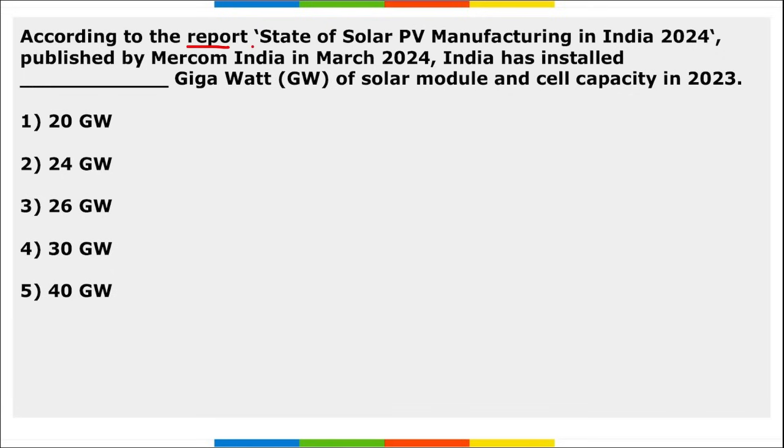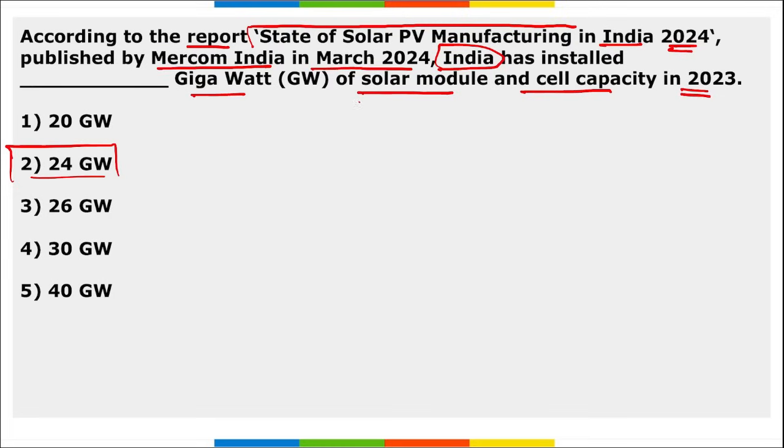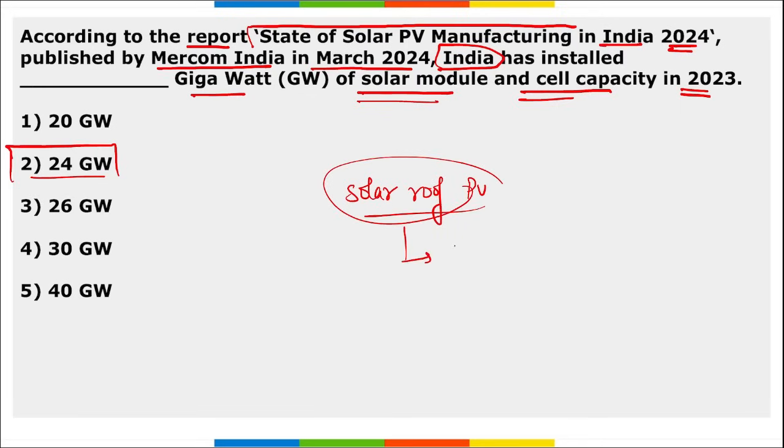Next, according to the report State of Solar Photovoltaic Manufacturing in India 2024, published by Mercom India in March 2024, India has installed how much gigawatt of solar module and cell capacity in 2023? India has installed 24 gigawatt of solar module and cell capacity in 2023. And which is the state that is performing the best in solar rooftop photovoltaic panels capacity? It is Gujarat that is performing the best here.